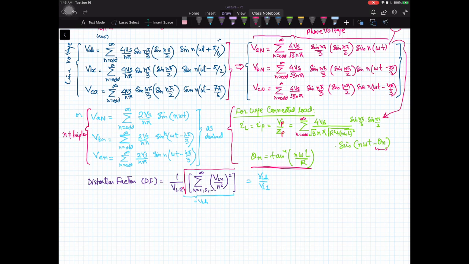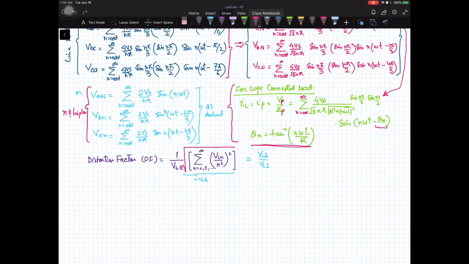The distortion factor, because of the individual harmonic, can be calculated with the help of this expression dfn, where n is representing the particular harmonic, that is equal to the line voltage of the particular harmonic divided by the fundamental component and the harmonic order square. So this will give us the distortion factor for particular harmonic.